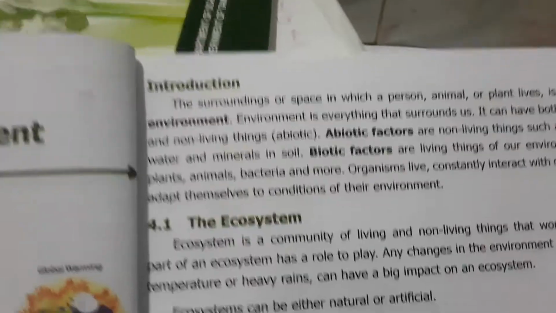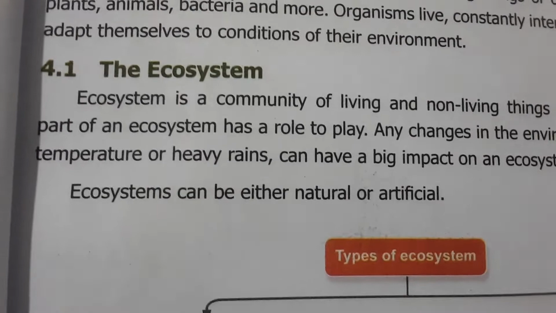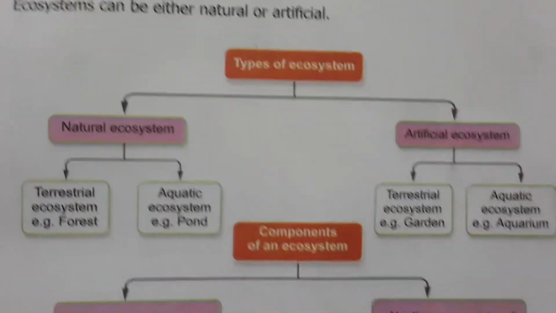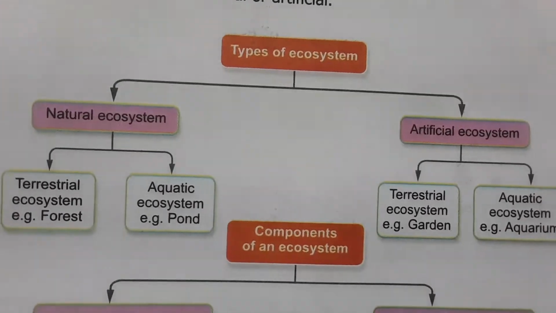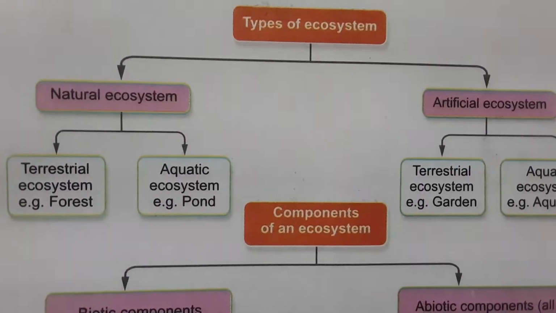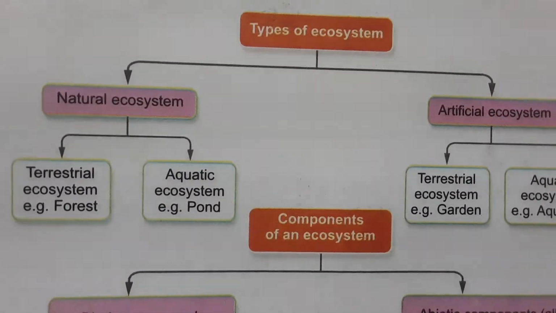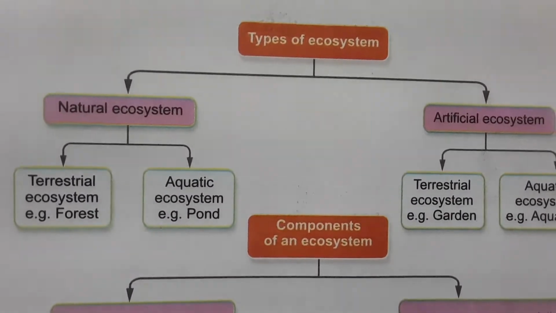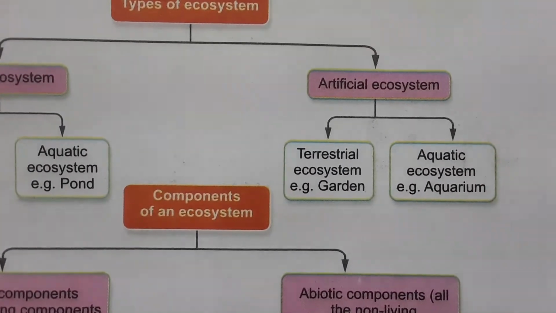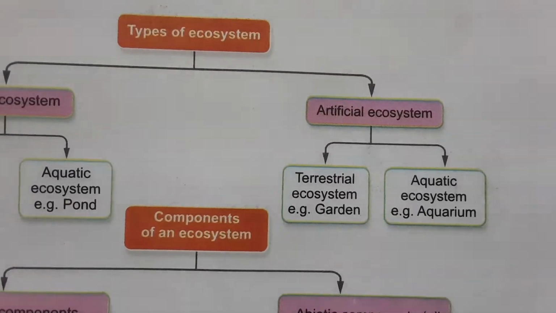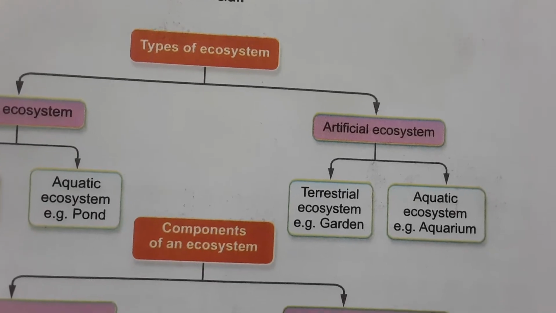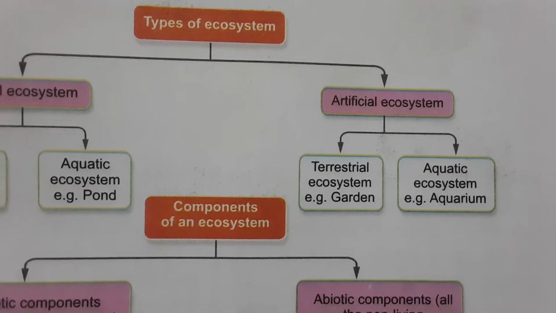So in this lesson they are giving what is an ecosystem. Ecosystem is a community of living and non-living things together in a part of the environment. So what are the types of ecosystem? Natural ecosystem and artificial ecosystem. So natural ecosystem is nothing but the terrestrial ecosystem like forest, ocean, pond, lake, like that. Whereas the artificial ecosystem means water tank, fish tank, like that. They are created by human beings, and the paddy field, agricultural lands, like that. So they come under the artificial ecosystem.